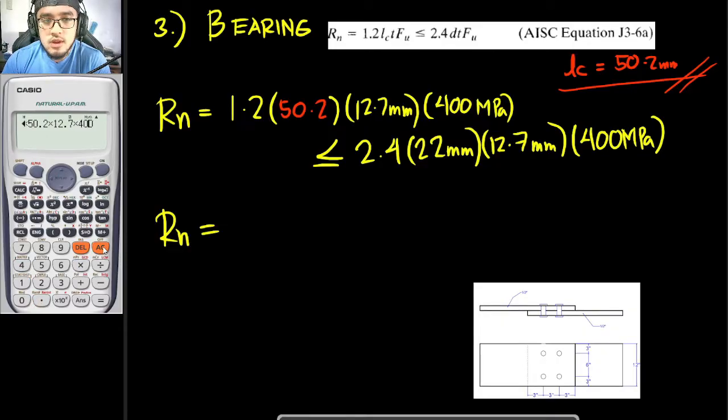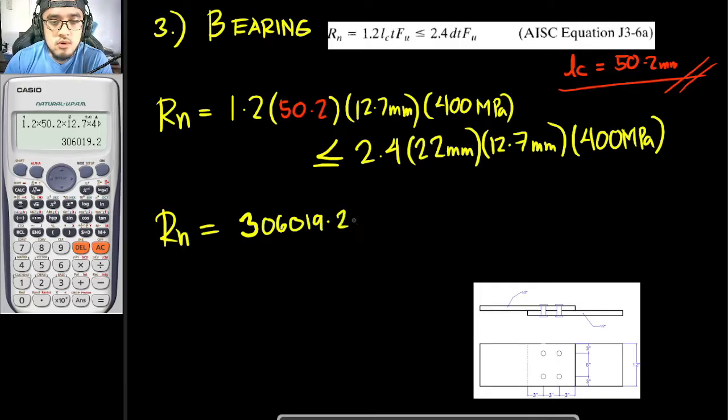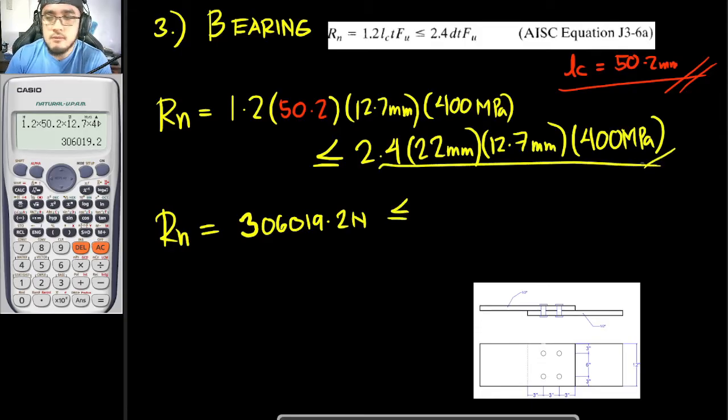So 2.2 times 22 times 12.7 times 400. That is equal to 306,019.2 newtons. Let's check if it is less than or equal to this value right here. So, ano ba yung value na yan? That is 2.4 times 22 times 12.7 times 400, and that is equal to 268,224.